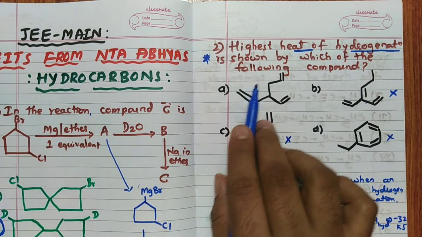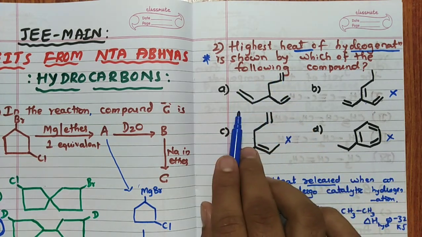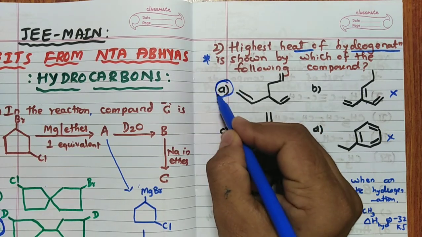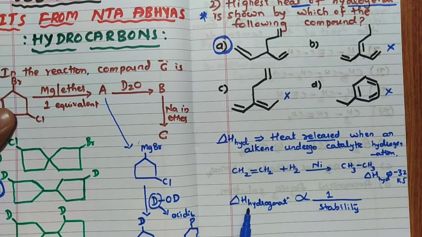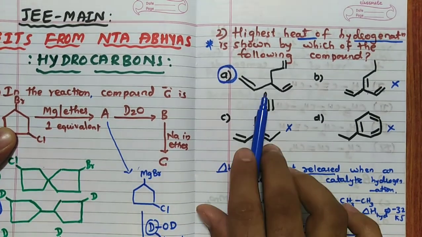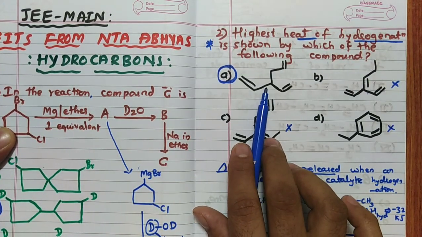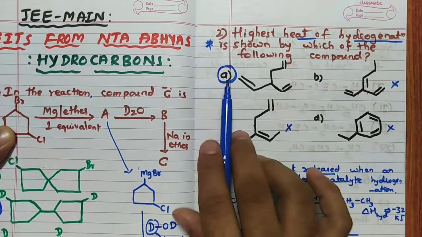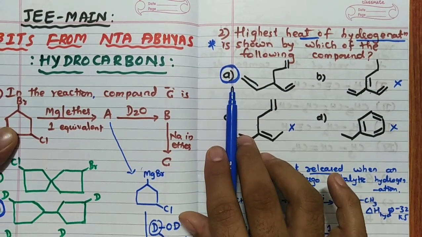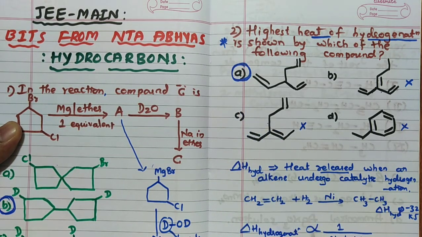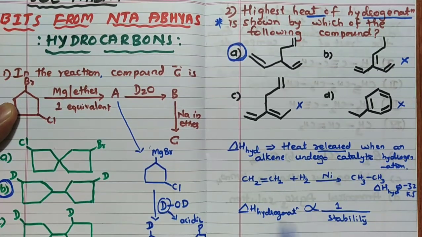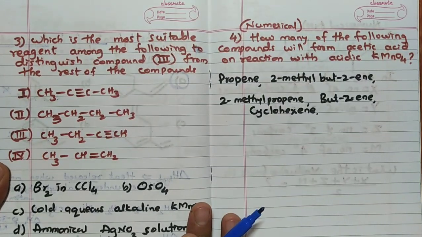But here you can see no double bonds are in conjugation. Hence answer should be A. Because lesser the stability, more is the hydrogenation. So lesser the stability because there is no conjugation, there is no resonance. Hence more is the heat of hydrogenation. So heat of hydrogenation concept, whenever you come across, think about this. Hydrogenation and stability are inversely related. Remember that point.